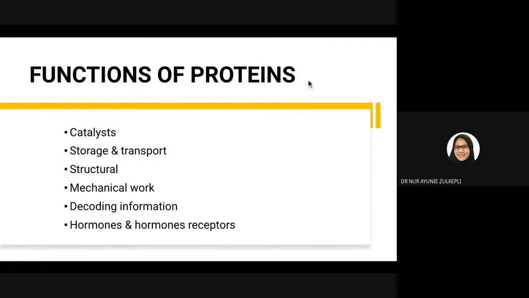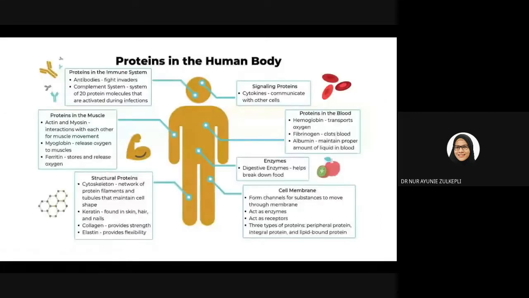And there are different functions of proteins, for example, as a catalyst, storage and transport, structural. It is involved in mechanical work, decoding information, and also as hormones or hormone receptors. So let's see how protein works in our body.